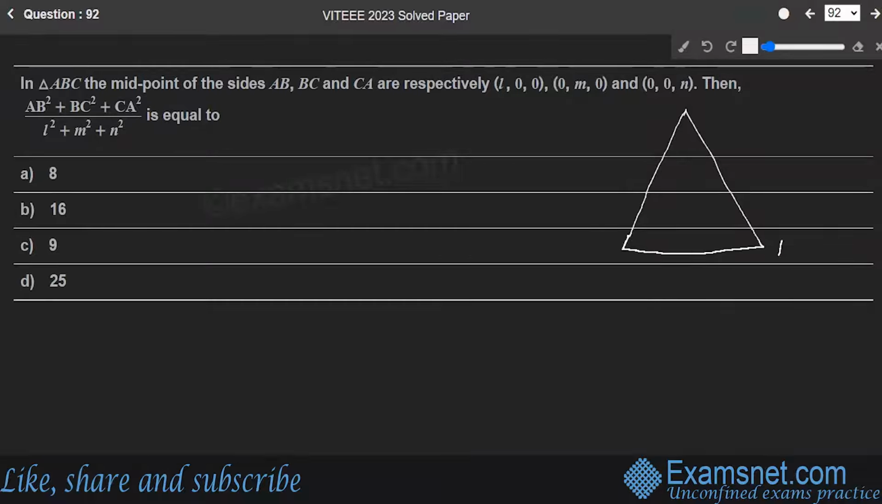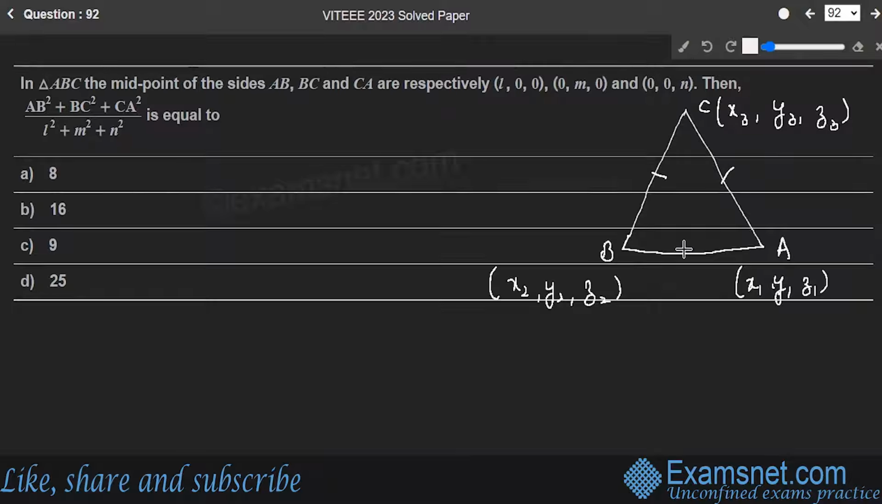So here is A, and let's say this is B, and let's say this is C. So A is, let's say, (x1, y1, z1), B is (x2, y2, z2), and C is (x3, y3, z3).